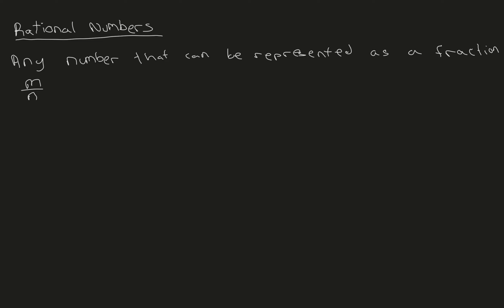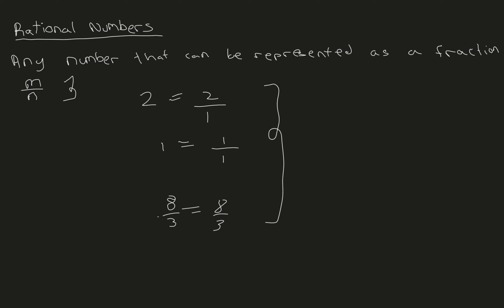Now, the rational numbers are any numbers that can be represented as a fraction m over n. For example, 2 is a rational number because it can be represented as 2 over 1. 1 is a rational number because it can be represented as the ratio 1 to 1. 8 over 3 is a rational number because it is the ratio of 8 by 3. Any number that can be represented as a fraction is a rational number. So this seems to be a more complete number system, and we can start doing our analysis on this.